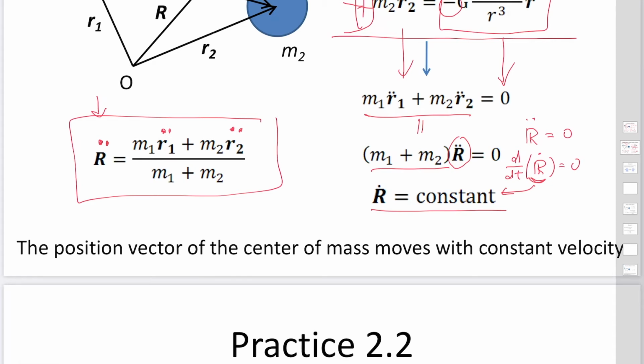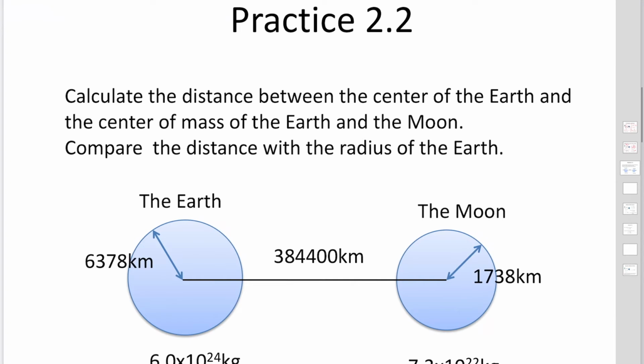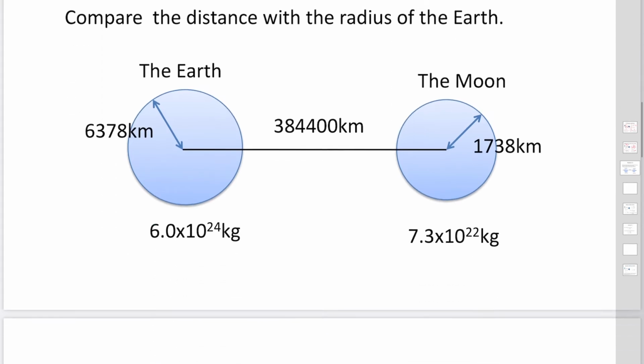Okay, then we'd like to move to the next practice. Practice 2.2: Calculate the distance between the center of the Earth and the center of mass of the Earth and the Moon. Compare the distance with the radius of the Earth. This is practice 2.2. Then we'd like to write down the figure first: the Earth and the Moon.